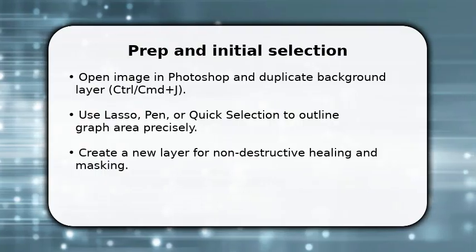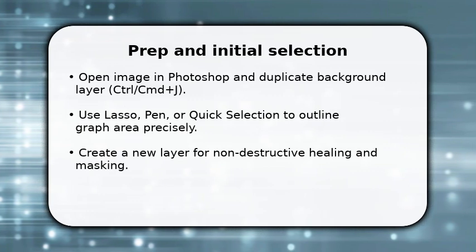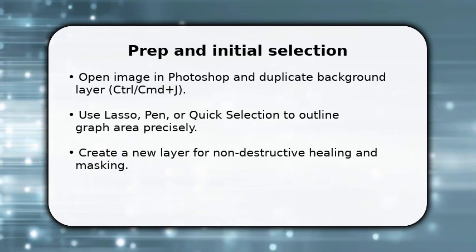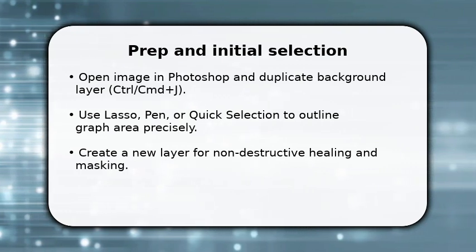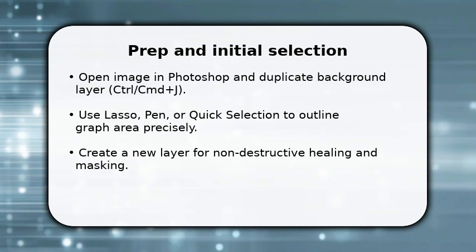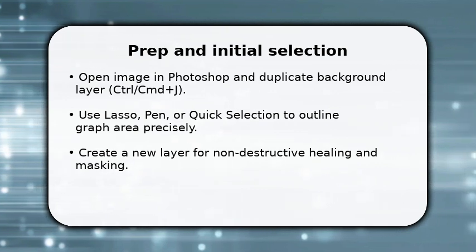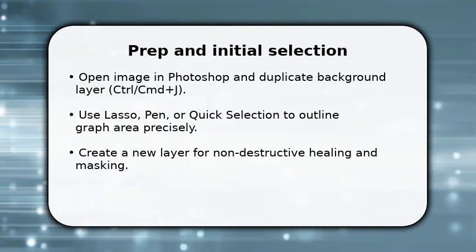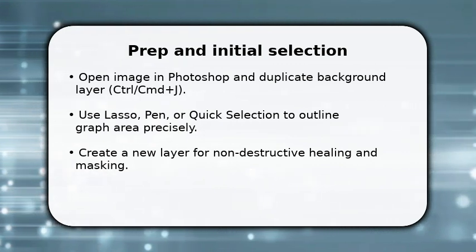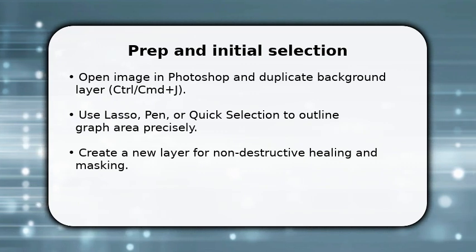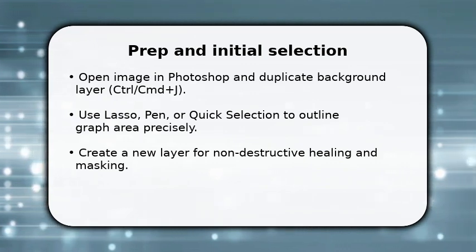You start by working non-destructively. Duplicate the background layer and create a blank layer for fixes. Use a precise selection tool, lasso, pen, or quick selection, to trace the graph edges. This limits corrections to the affected area. Once done, refine the selection with select and mask to soften edges so healing blends naturally. Make sure to save a snapshot or version so you can revert.